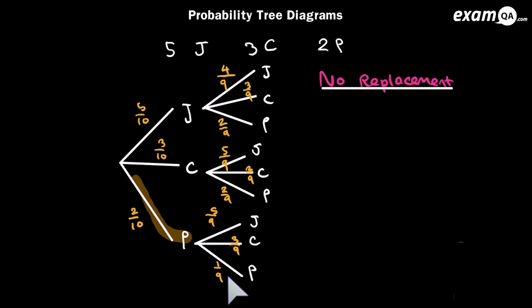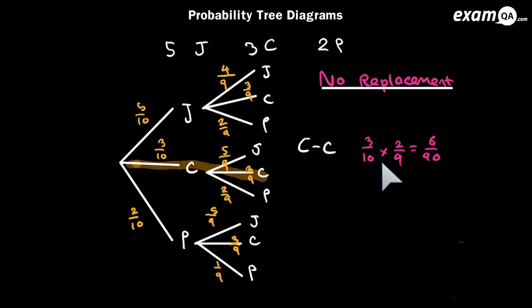Okay, so let's work out some probabilities using our tree diagram. Let's start with the easy one. What's the probability of having 2 chocolates? Now, going along our tree diagram, we've got 3 out of 10 followed by 2 out of 9. And what do we do when we go along a tree diagram? We multiply. And you get 6 out of 90. And of course, if this is your final answer, you can cancel it down as well.